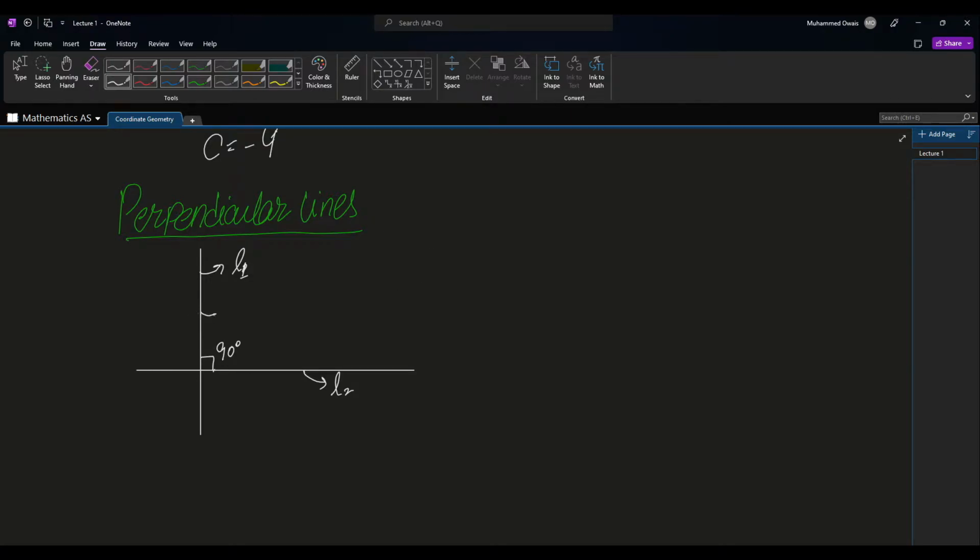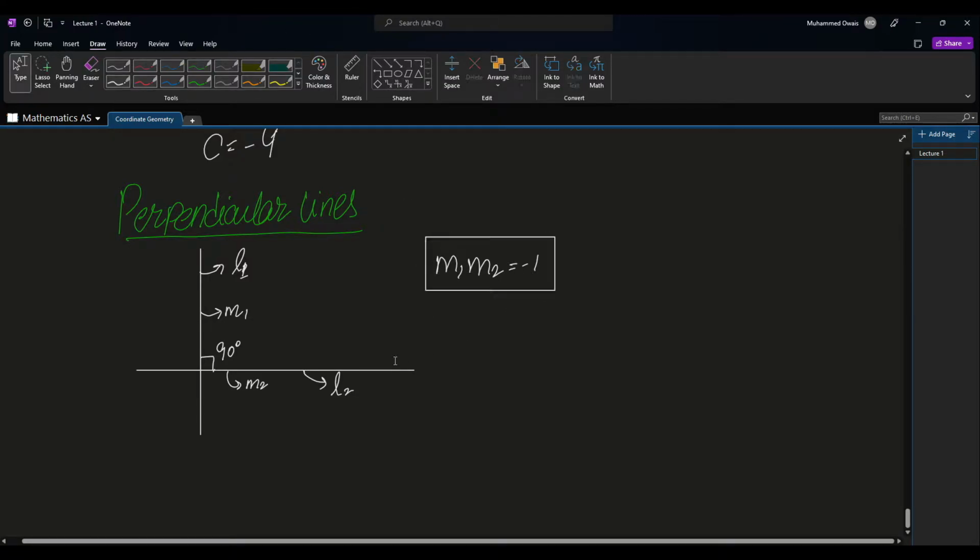Now then, what relationship can be found between these both? You can say that the gradient of line 1 can be written as m1 and the gradient of line 2 can be written as m2. Now we can infer that m1 times m2 is equal to minus 1. Basically, what we are saying is that the gradients of perpendicular lines are negative inverses of each other. So if I ever want to find the gradient of line 2 and I have the gradient of line 1, I can plug it into this equation, and thus find the gradient of line 2.